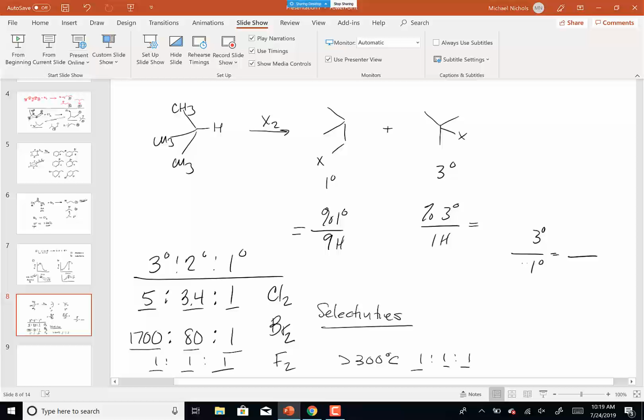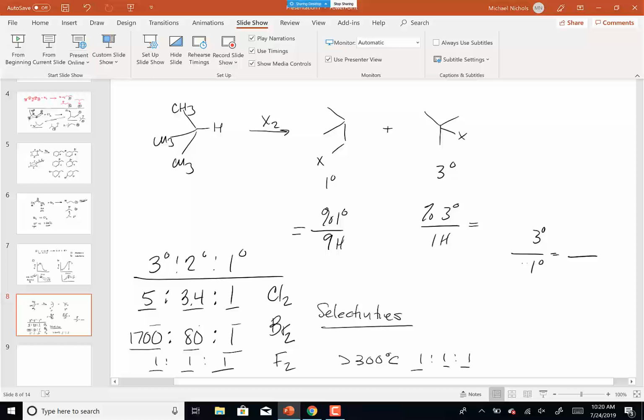So let's take chlorination first. And before we do that, what does selectivity mean? So bromine is more selective in forming a tertiary versus a secondary versus a primary. Right? Those rates are much different. So it's more selective at forming tertiary. Tertiaries are formed preferentially faster. When you get to chlorine, it's only 5 to 1 as opposed to 1700 to 1. So we would say bromine's more selective in forming a tertiary than chlorine is.